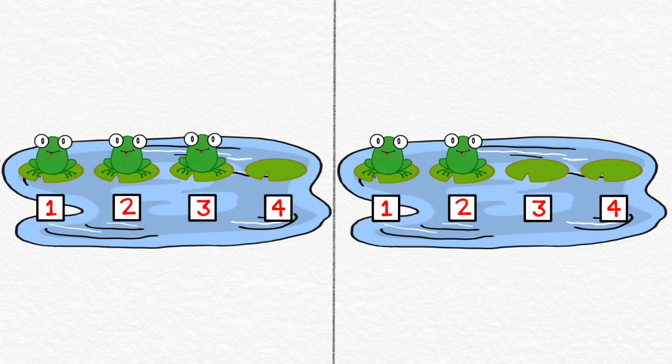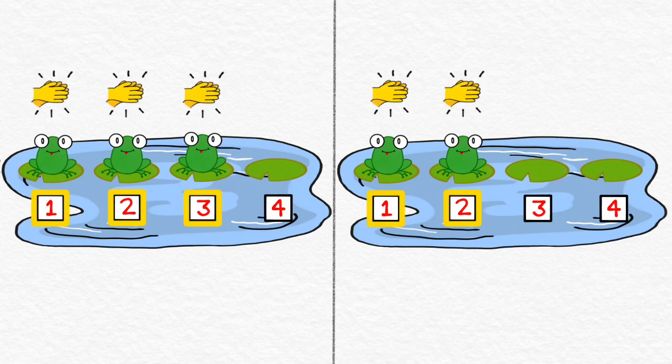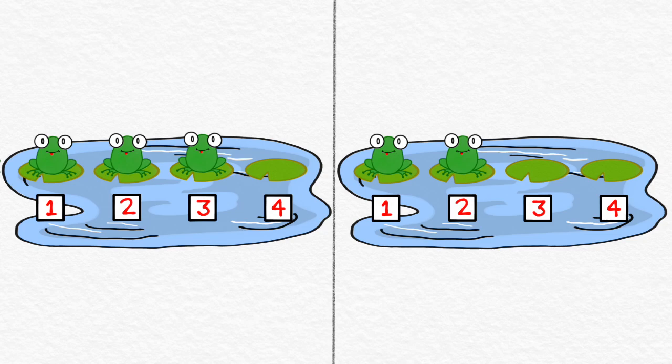Take a look at the frogs and see if you can figure out when we're going to clap. The first thing we have to do is figure out which lily pads have frogs on them. And that's where we're going to clap. So let's hear what this one sounds like. 1, 2, 3, 4. 1, 2, 3, 4.